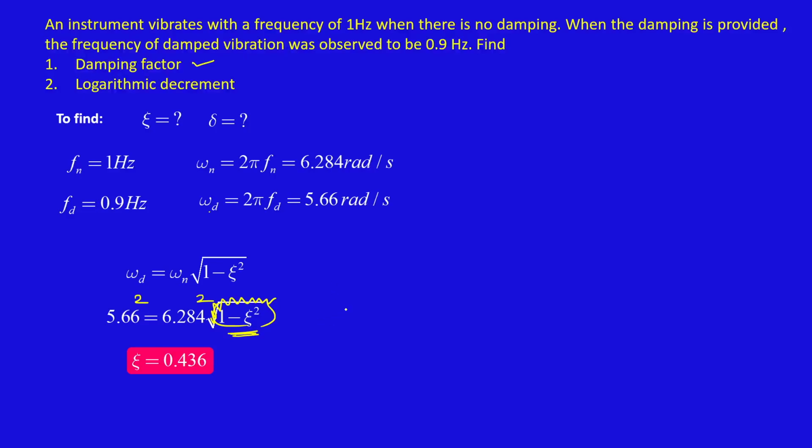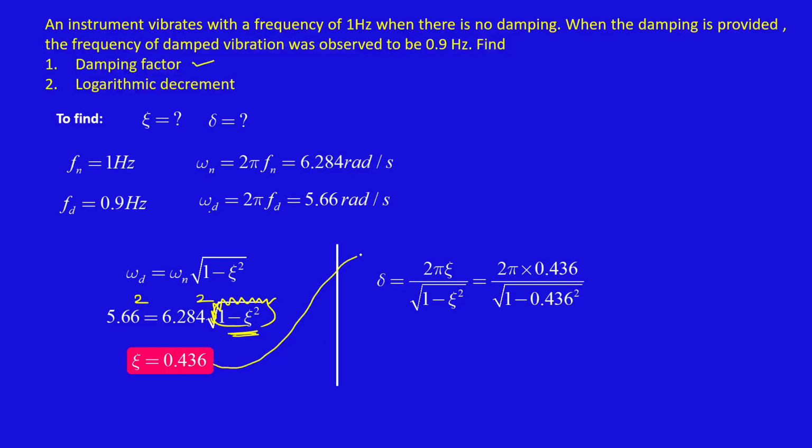Next, we need to find the logarithmic decrement. There is a formula for logarithmic decrement. Delta equal to 2 pi eta divided by square root of 1 minus eta square. We already know the value of eta. Just substitute the value of eta here in this formula. 2 pi multiplied by 0.436, that is the eta value, divided by square root of 1 minus 0.436 square. When you reduce this equation, you will get delta equal to 3.04. So this is the logarithmic decrement.